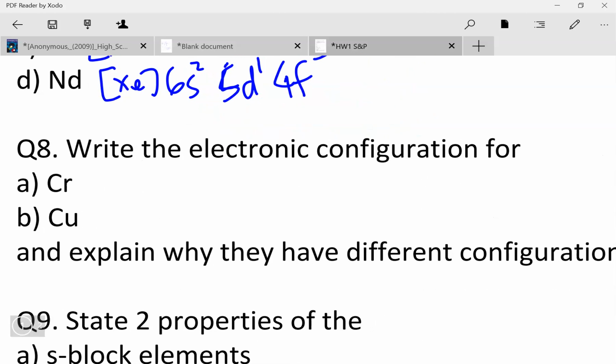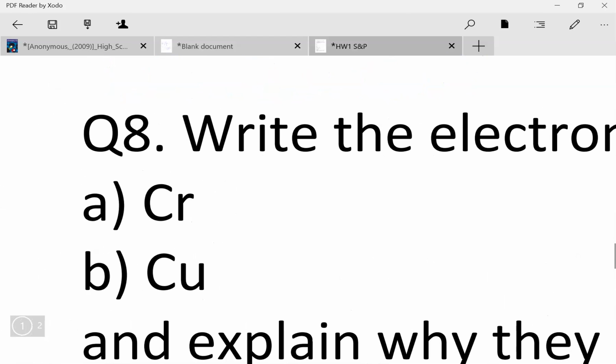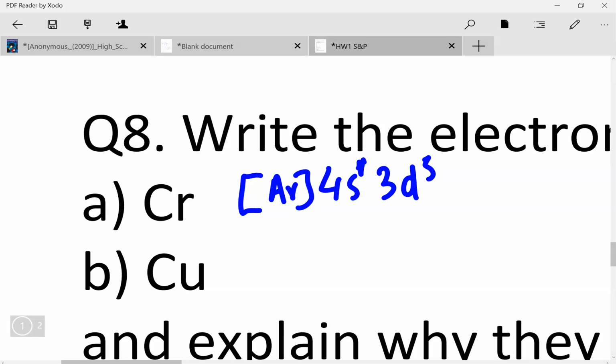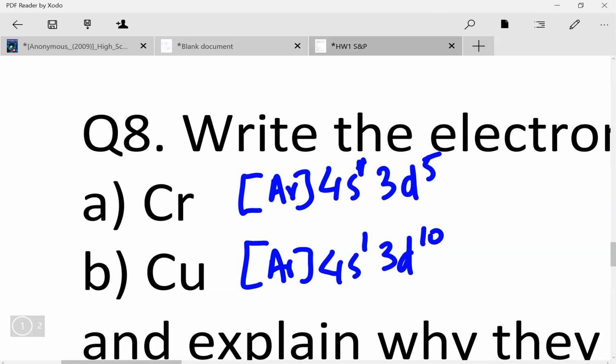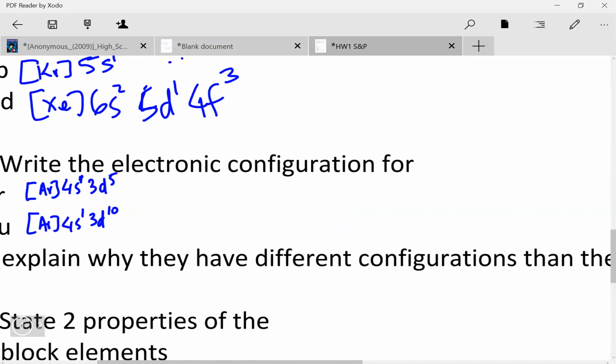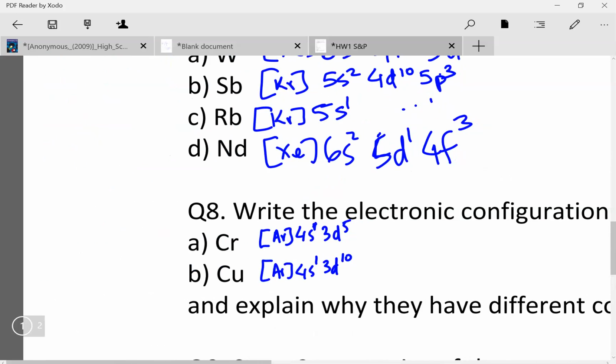Write the electronic configuration for chromium and copper. Okay, so chromium is argon 4s1, 3d5. Copper was argon 4s1, 3d10. So explain why they have different configurations than the regular trend.